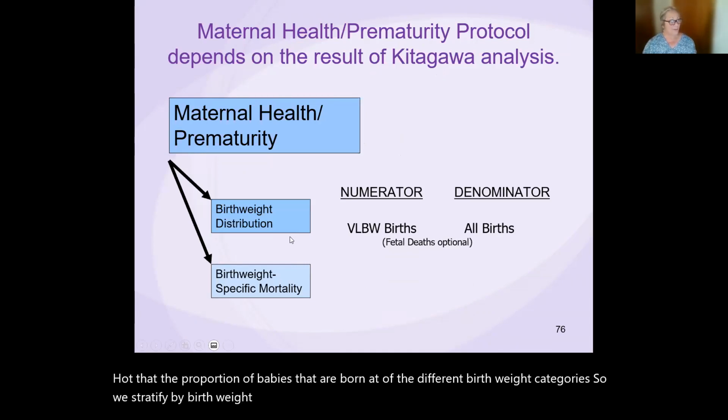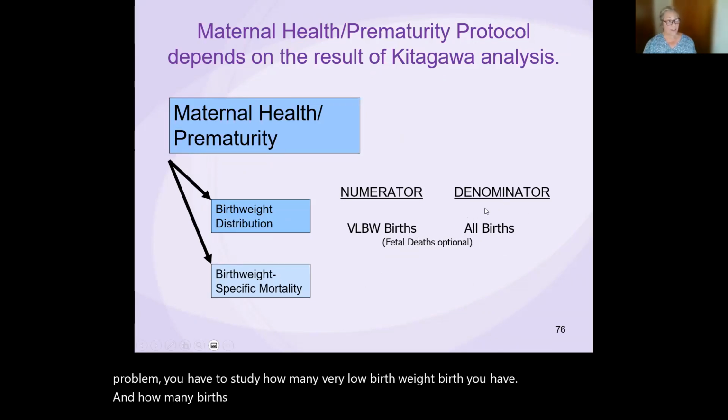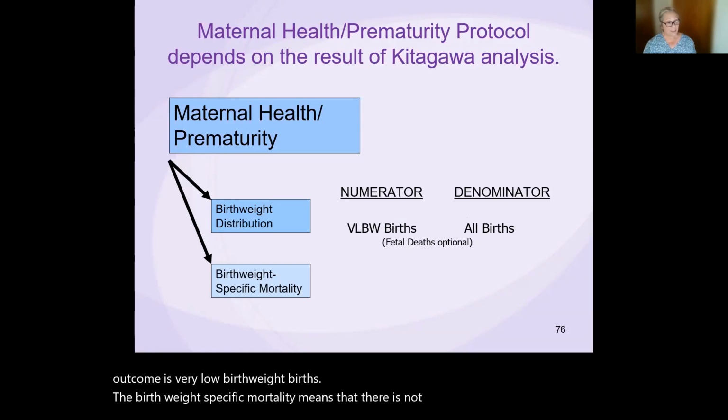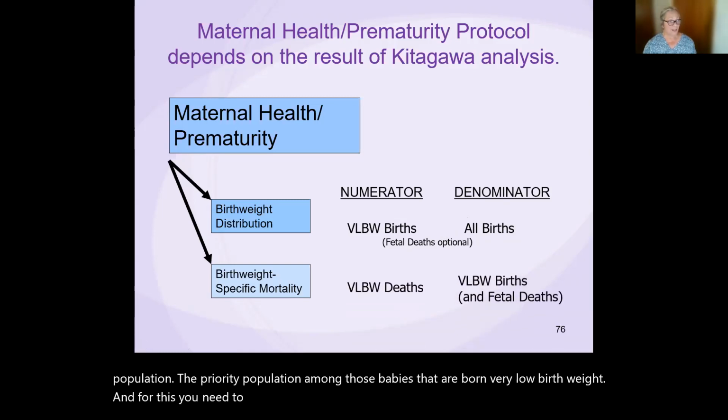And if you find out that birth weight distribution is the problem, you have to study how many very low birth weight births you have and how many births total. So the population you want to study is everybody, and your outcome is very low birth weight births. The birth weight specific mortality means that there is not good enough survival in the study population, the priority population, among those babies that are born very low birth weight. And for this, you need to study those babies that are born very low birth weight, and the outcome is death or survival of those babies.